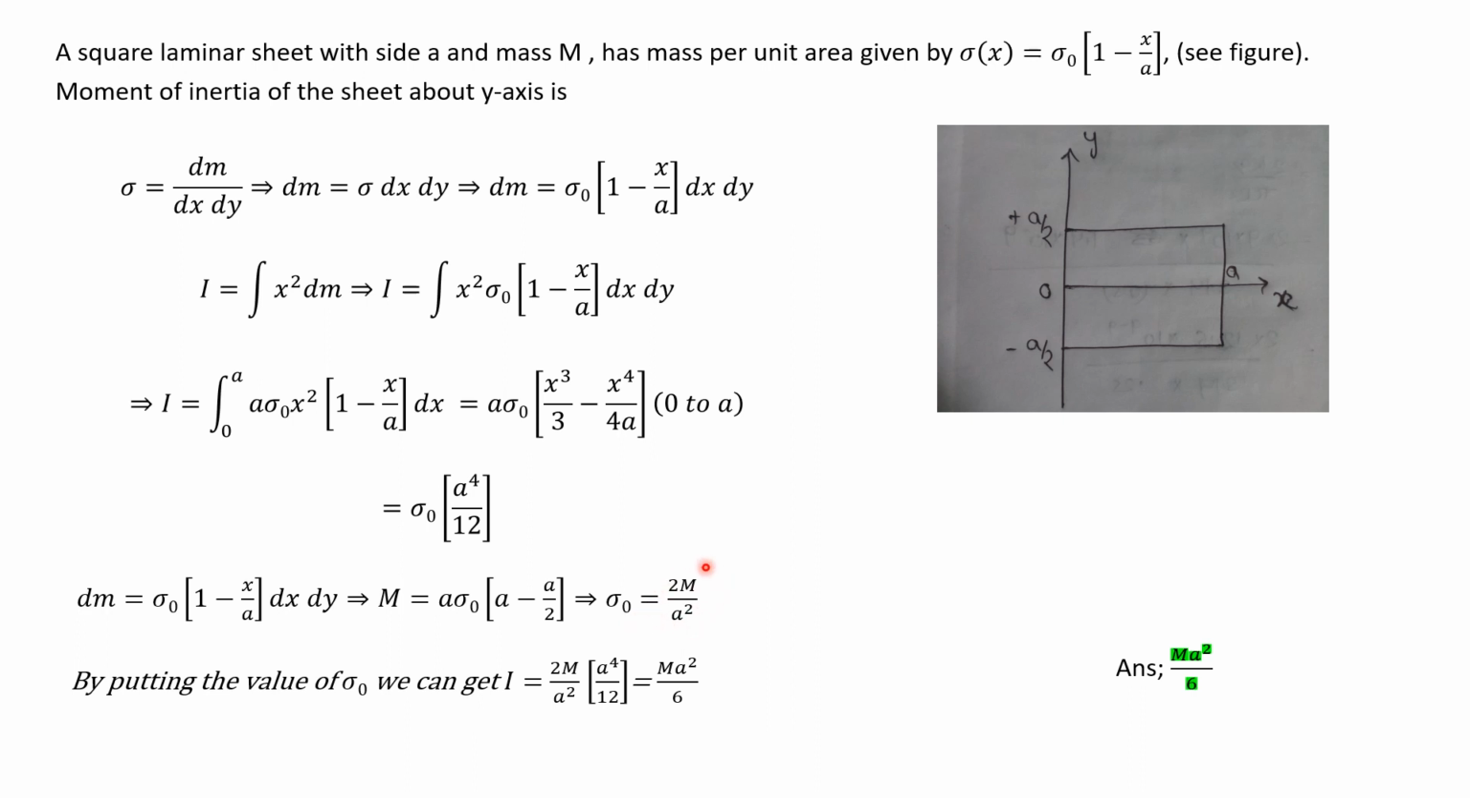So by finding the value of sigma naught, when we put this value in this equation, we can find that the moment of inertia will be 2m by A square times A to the power 4 by 12, that is equal to m A square by 6. So the final answer is m A square by 6.